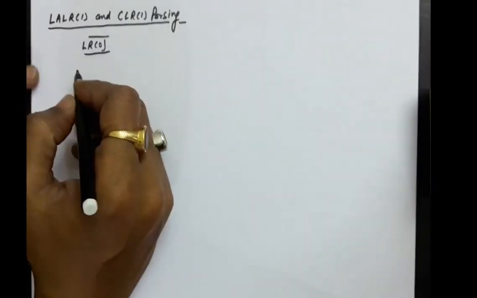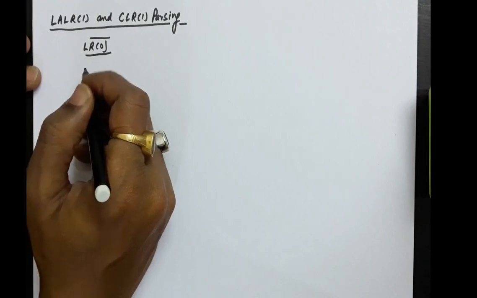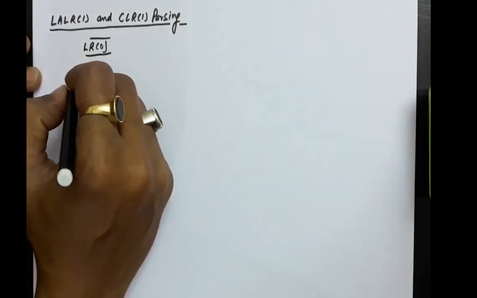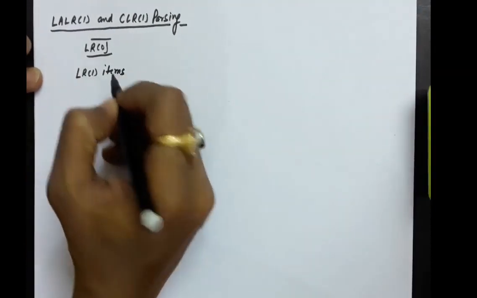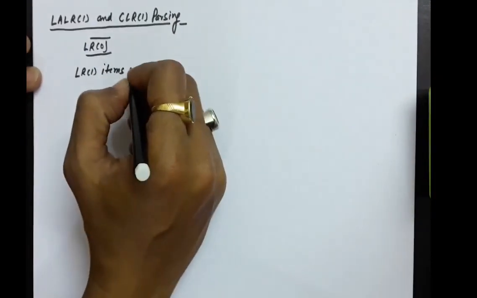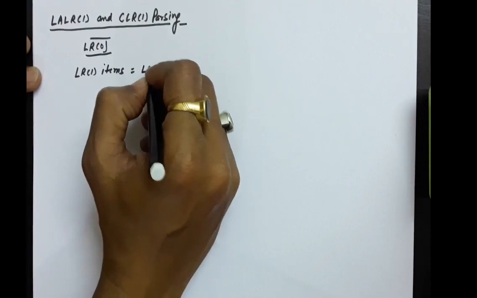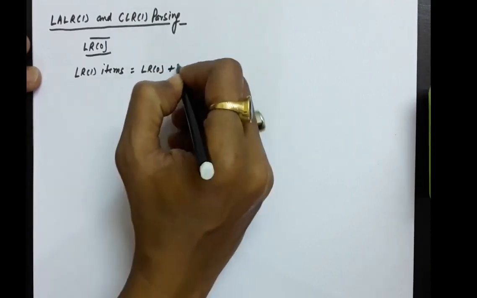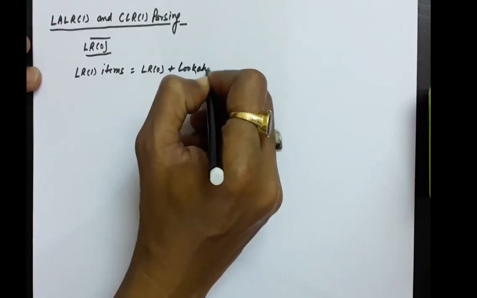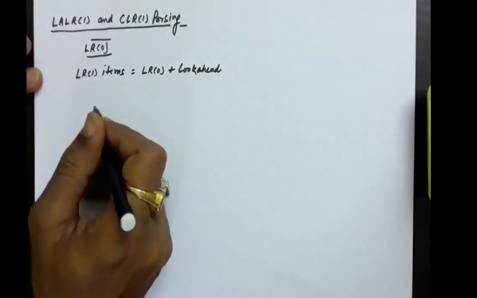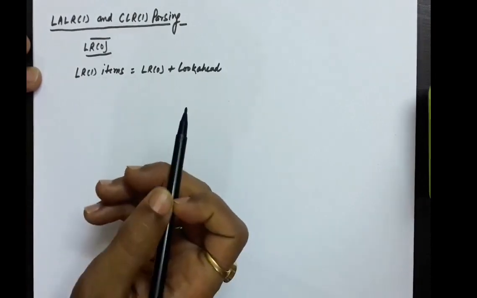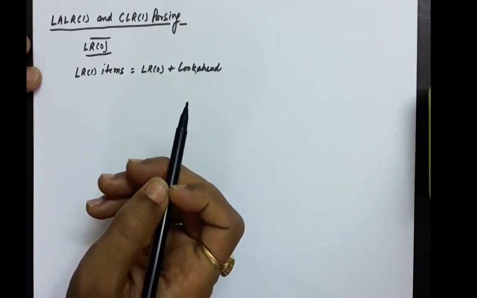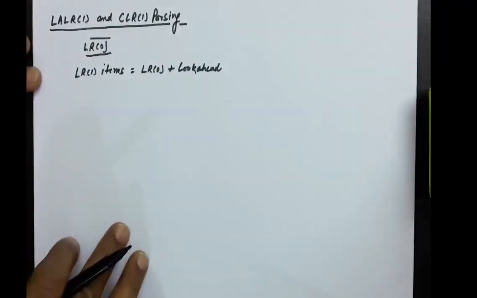For LR(1) parsing, the lookahead LR(1) parsing and the CLR(1) parsing, you need to compute the LR(1) collection of items. The LR(1) collection of items is nothing but the LR(0) collection of items plus the lookahead. So if you already know how to compute the LR(0) items, it is going to be very easy. You just need to have knowledge about the lookaheads.